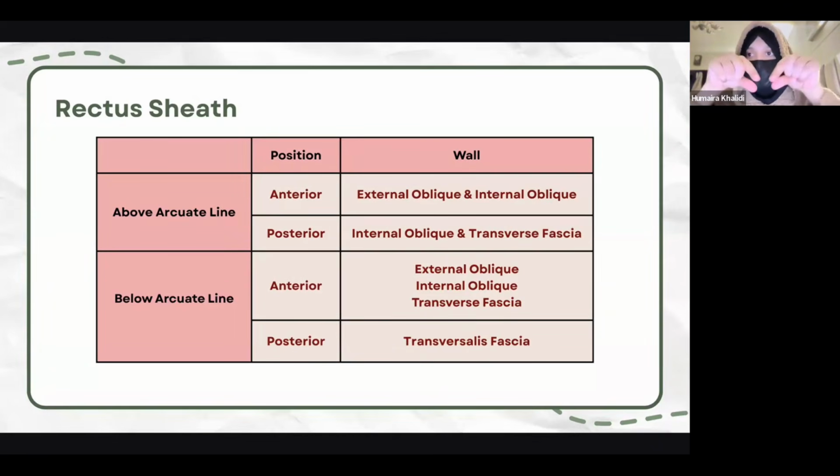The rectus sheath is not going to be one paper. The rectus sheath is like this. But things pass through this. So anteriorly, what is passing through above the arcuate line? You have the external oblique and the internal oblique anteriorly. Posteriorly, you're going to have the internal oblique and the transverse fascia. Below the arcuate line, you're going to have external oblique fibers, internal oblique fibers, and the transverse fascia fibers. And below the arcuate line posteriorly, you're going to have transverse fascia.